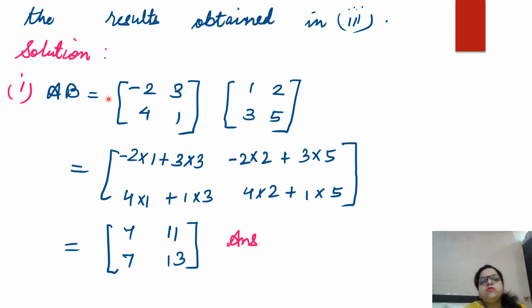Solution: first AB is equal to [minus 2, 3; 4, 1] and [1, 2; 3, 5] is the second matrix. Now minus 2 into 1 plus 3 into 3, minus 2 into 2 plus 3 into 5, 4 into 1 plus 1 into 3, and 4 into 2 plus 1 into 5. That will give you 9 minus 2 is 7, 15 minus 4 is 11, 4 plus 3 is 7 again, and 8 plus 5 is 13. That is the answer.